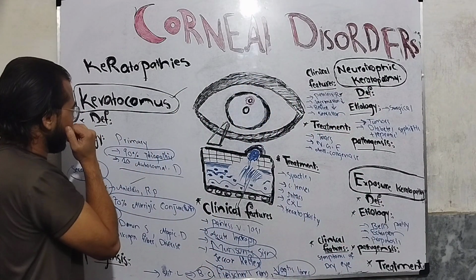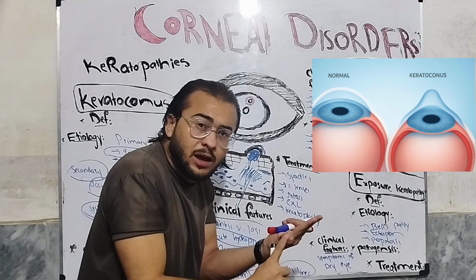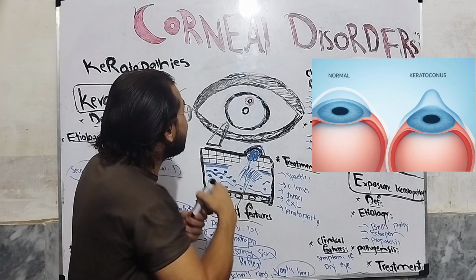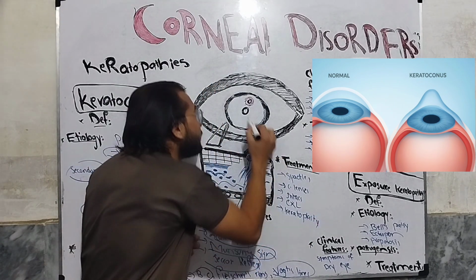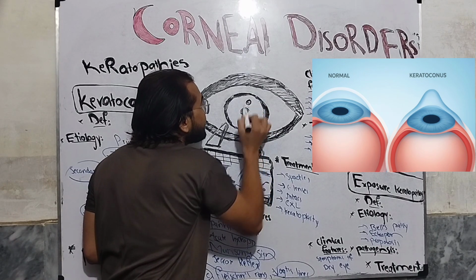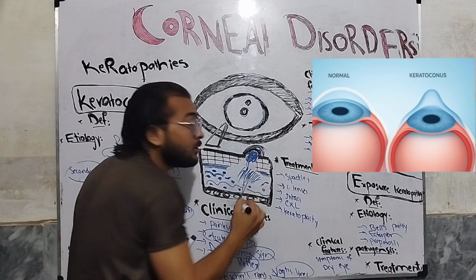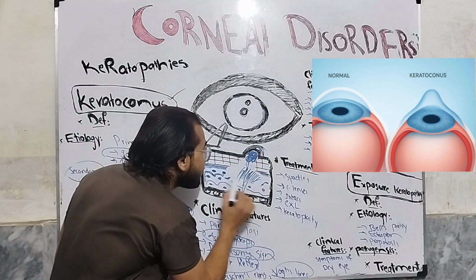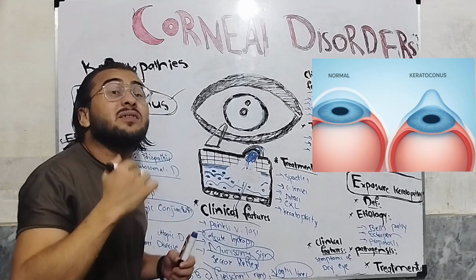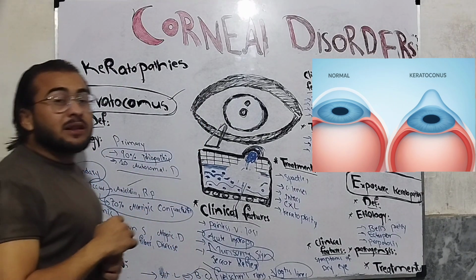So what is keratoconus? Keratoconus is the bulging out of the cornea due to corneal stromal thinning. It is the bulging out of the central and paracentral cornea. When the central and paracentral cornea bulge out to the outside due to the thinning of the stroma, this is called keratoconus. Okay, so what are the causes?